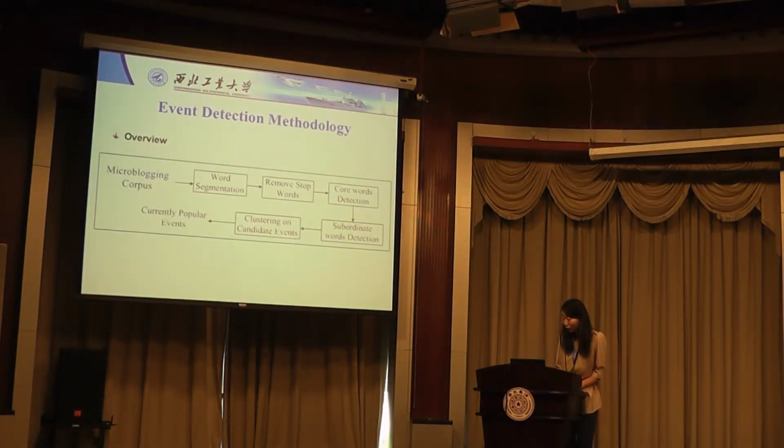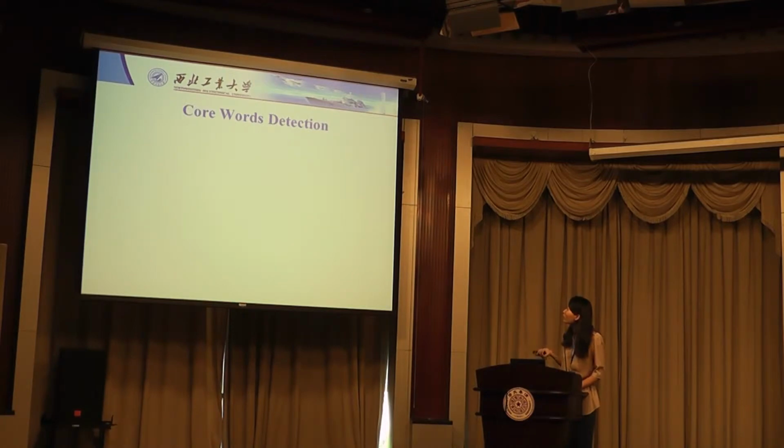This picture is an overview of our event detection methodology. There are three main parts of our methodology. The first is core words detection. The second is subunit words detection. And the third is clustering on candidate events. Next, I will introduce these three parts in detail. First is core words detection.